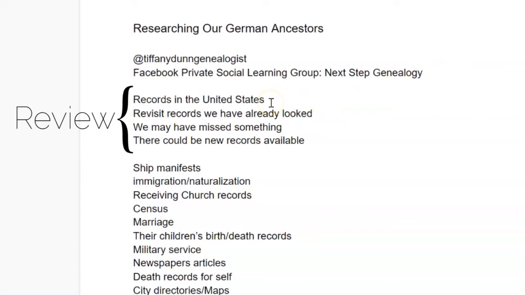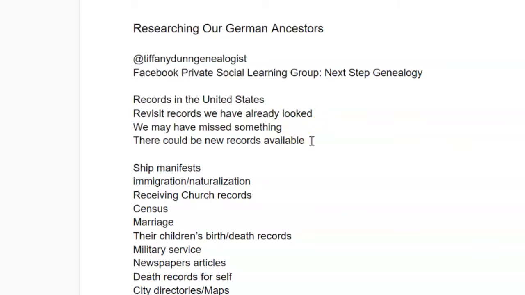An assumption that we're going to make for today's video is that your ancestor of German descent lived at some point in time in the United States. We're also going to encourage revisiting records that you have already looked at. And why do we do this? Why do we look at things we've already checked? Well, we may have missed something. A detail that seemed insignificant may now be crucial to actually figuring out where in Germany our ancestors lived.